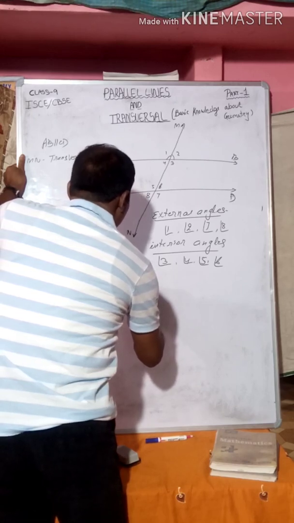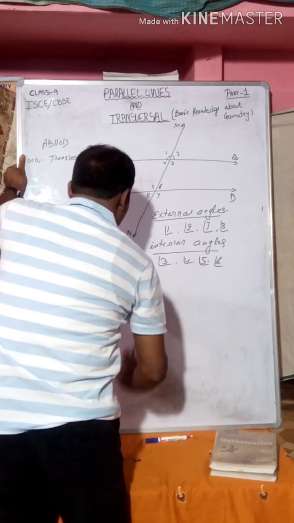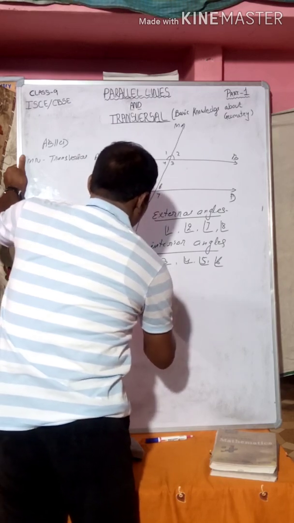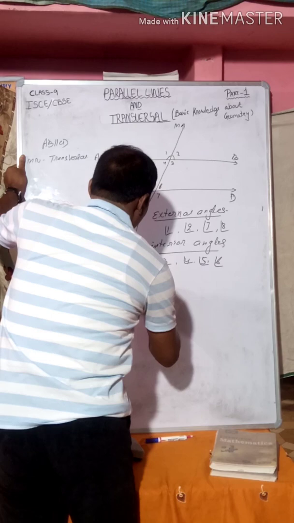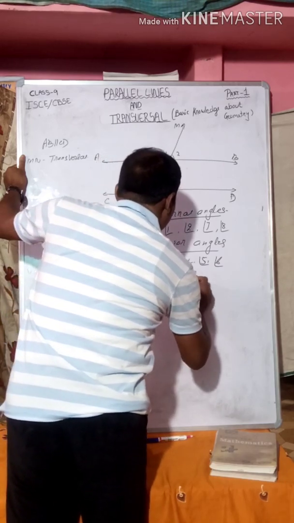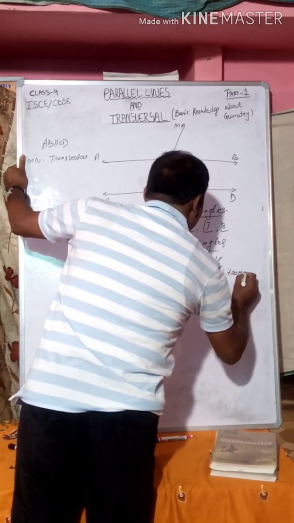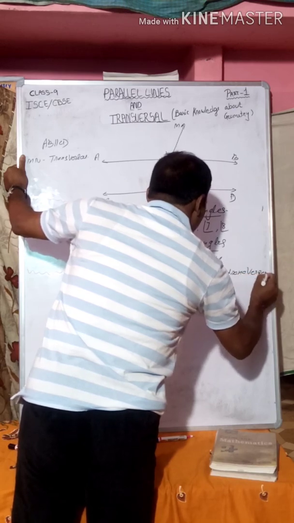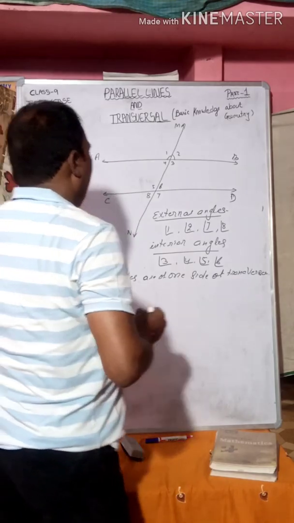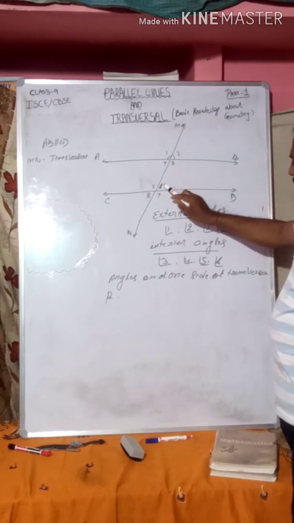Now angles on one side of the transversal, that is the left side or right side. The right side of the transversal has angles 2, 3, 6 and 7.